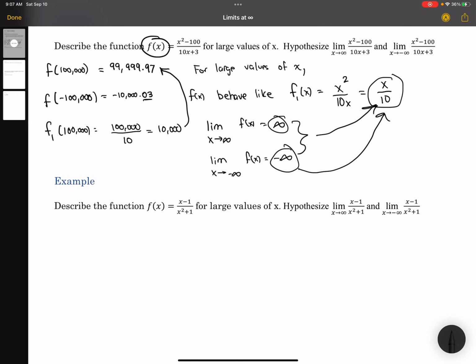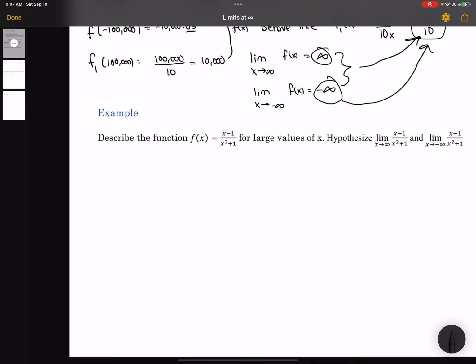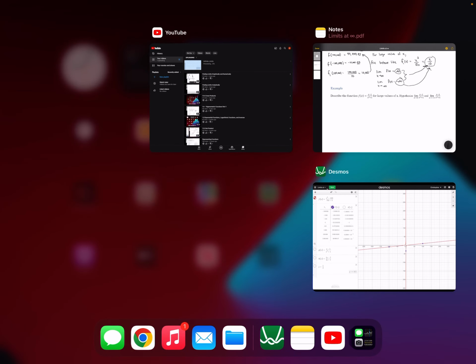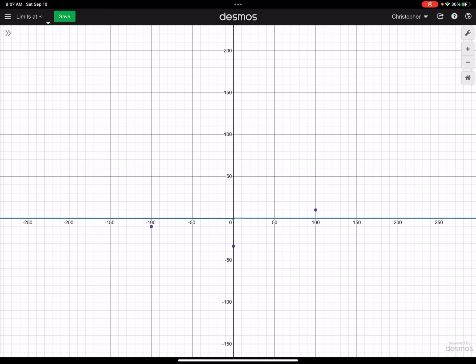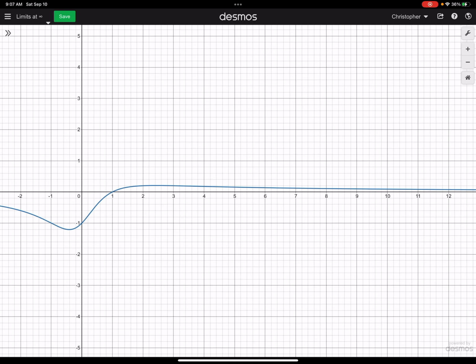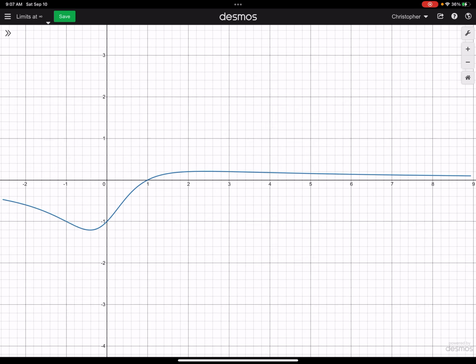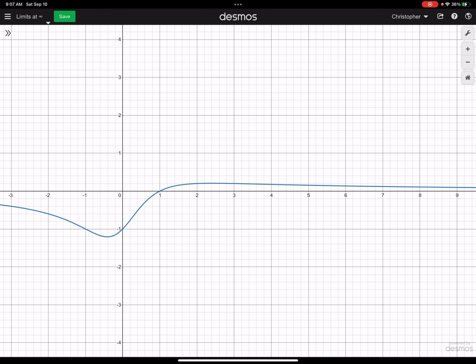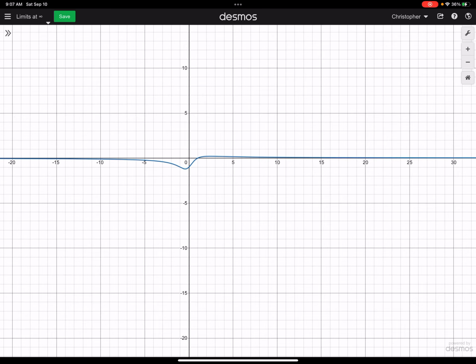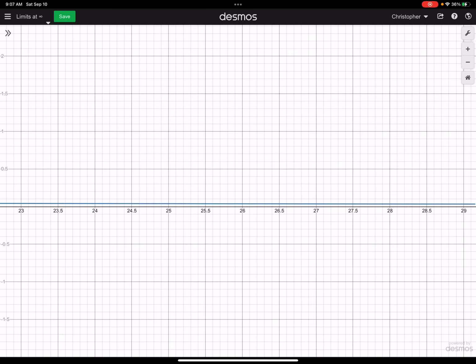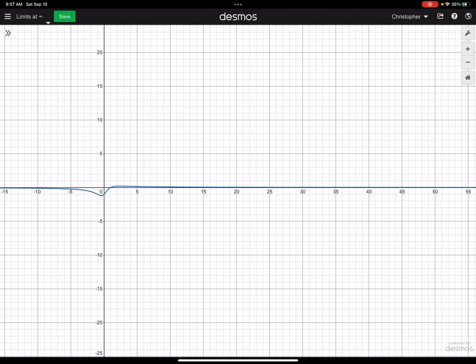For our next example, we have the function f of x equals x minus 1 divided by x squared plus 1. And we want to see what happens for very large values of x. So again, we're going to hop back over to Desmos. We'll turn off this function and turn on x squared minus 1 divided by x squared plus 1. If we zoom in, the graph behaves kind of weirdly until we get to about 10. And we can see that the graph basically goes to 0 very quickly.